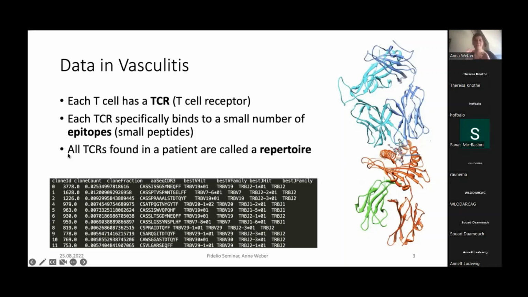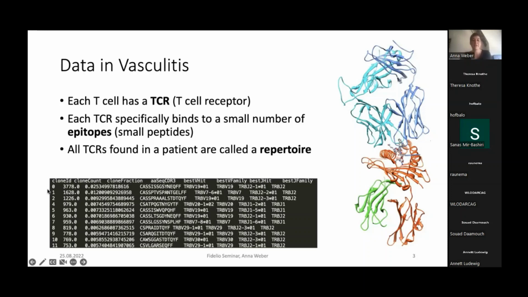Just to give you all the vocabulary that we're going to need, if we look at all the different T-cell receptors that we find in a patient, and there's going to be millions of different ones in each of us, that is called the repertoire. So if I'm talking about repertoires, I mean thousands and millions of T-cell receptors that we find within one patient, and then each T-cell or T-cell clone has one T-cell receptor.